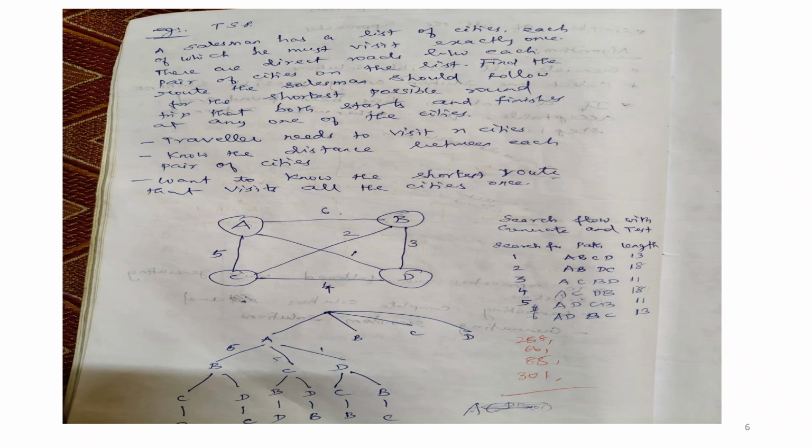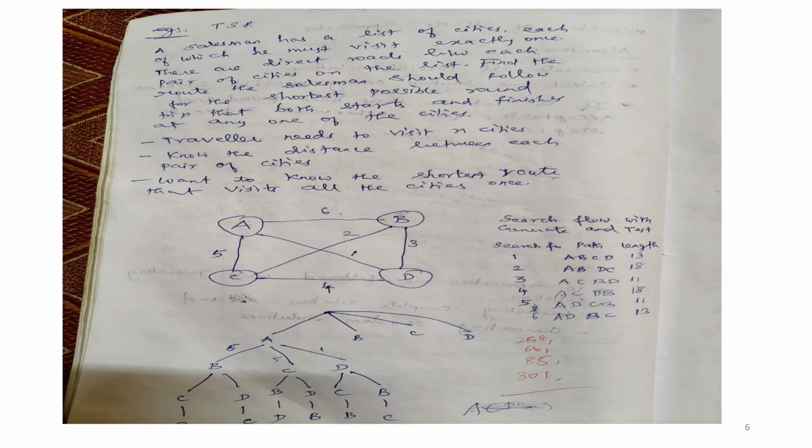Now the second step is testing each and every route. We have already calculated the total distance of each route. A to B to C to D is 13. A to B to D to C is 18. A to C to B to D is 11. A to C to D to B is 18. A to D to C to B is 11. A to D to B to C is 13. The tester computes the distance and checks whether it is smaller than the previously found routes.